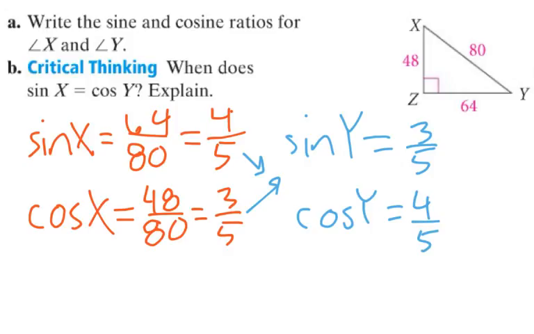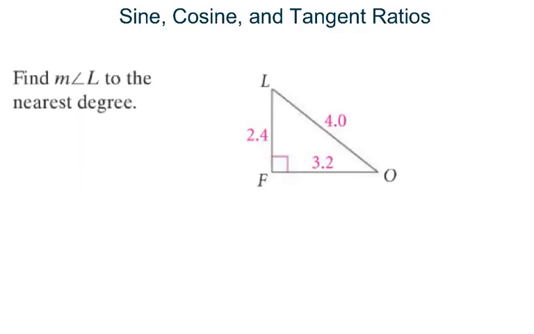Now it says here, on part B, when does sine x equal cosine y? And again, we said that is always going to be the case. The sine of one will equal the cosine of the other on these types of triangles. Again, always. Alright, let's just do a couple more here.